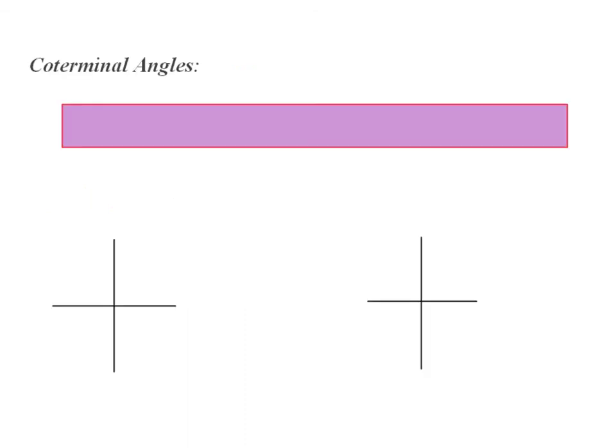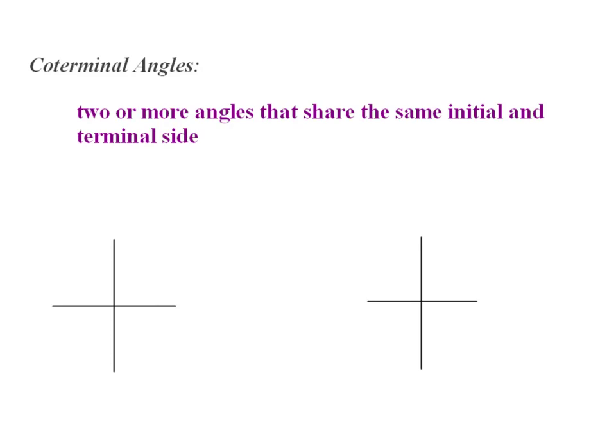Alright, the last thing that we're going to talk about today is coterminal angles. So first, what is a coterminal angle? Coterminal angles are 2 or more angles that share the same initial and terminal side. So for instance, let's stick with the 30-degree angle. Let's say I draw a 30-degree angle. So this angle right here is 30 degrees.